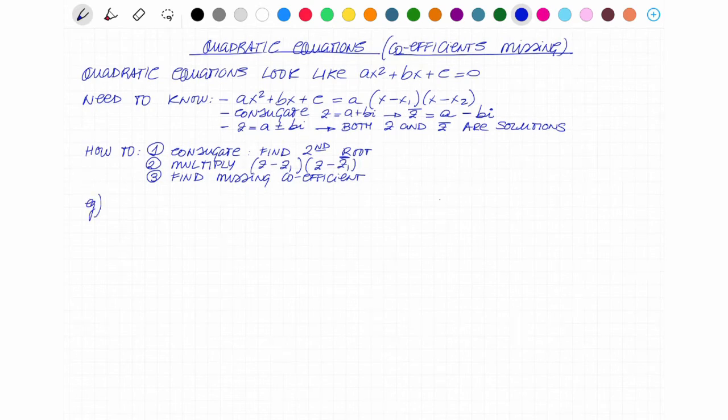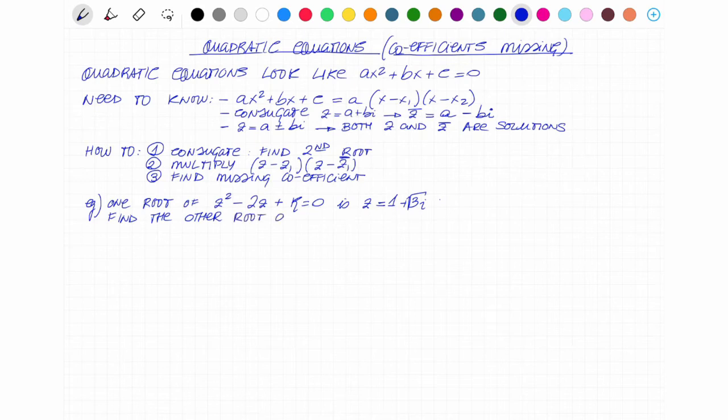Okay, let's see that in an example. They give me one equation here of which they have taken a coefficient out, but in exchange they're giving me one of the solutions. And remember, if they take something out of the equation, they need to give me something in exchange. And they want me to find the other root and the coefficient that they took out.